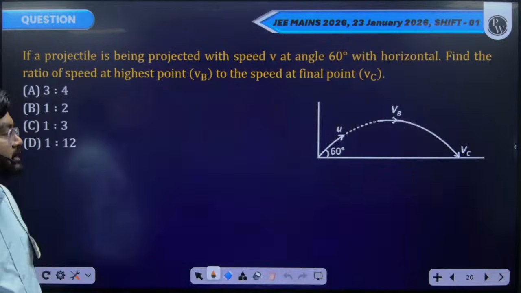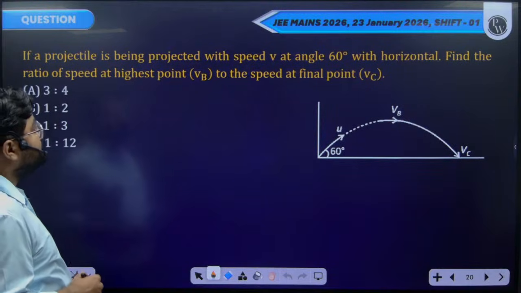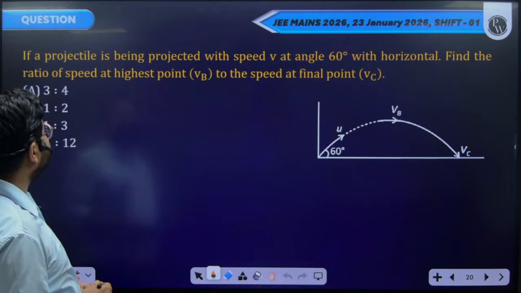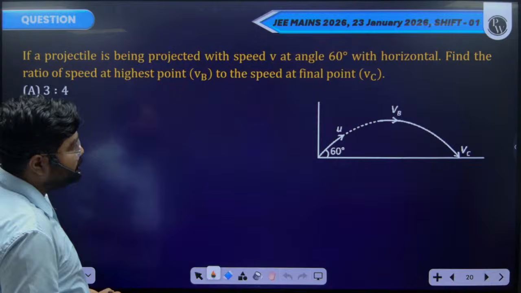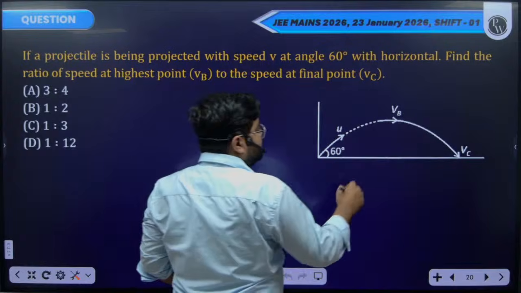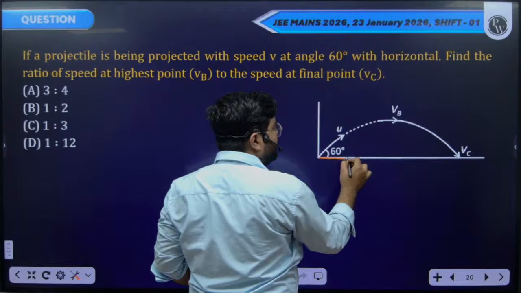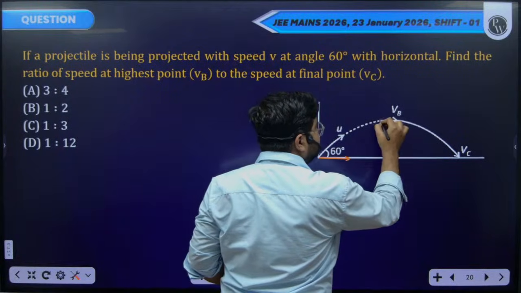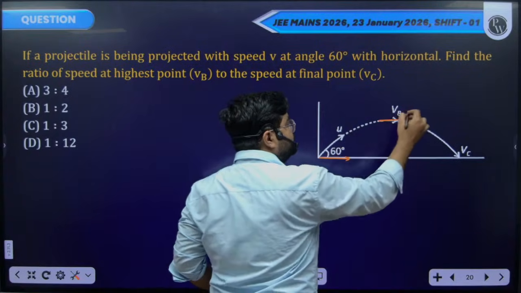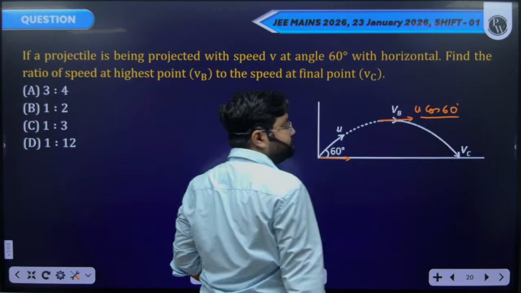Next question. If a projectile is projected with speed v at an angle 60 degree with horizontal, find the ratio of speed at the highest point to the speed at the final point. We just have to find the ratio of speed. At the highest point, we know that only the horizontal component is there. The vertical component is gone. So what is the horizontal component? U cos 60. So at the topmost point, this is the speed.